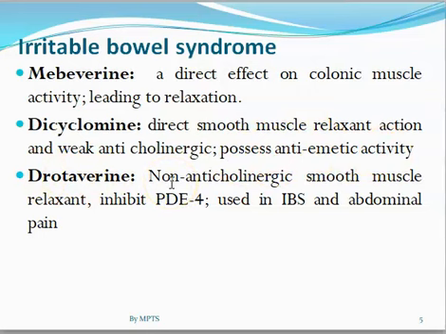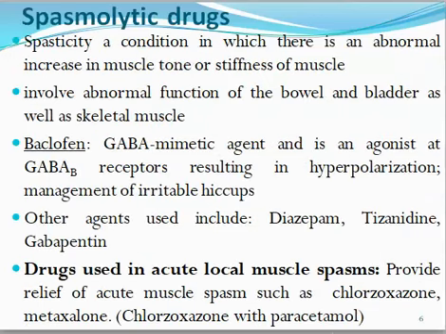Drotaverine is a non-anticholinergic smooth muscle relaxant, but it inhibits the phosphodiesterase 4 enzyme. It is used in IBS and abdominal pain. Drotaverine is also called No-Spa. Ensure you are aware of the side effects and the dose and all the others. This is a short discussion.